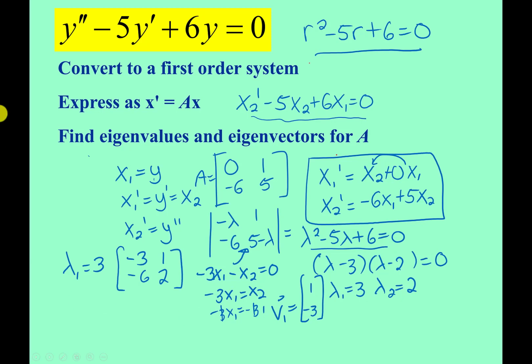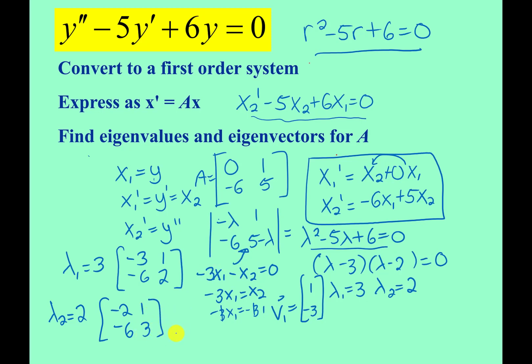So I'm going to back up to find the second eigenvector. That would be for the eigenvalue of 2. So if I go to my A minus lambda I matrix and I put in a 2, I have negative 2, 1, negative 6, and 3. We can see that dependency there.